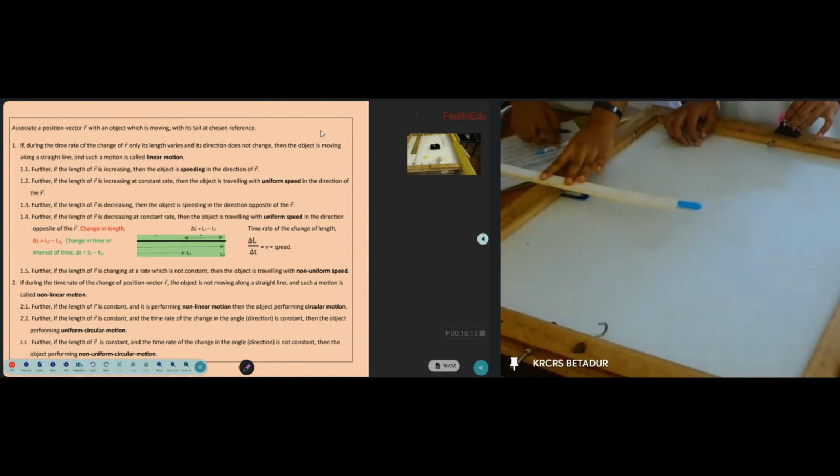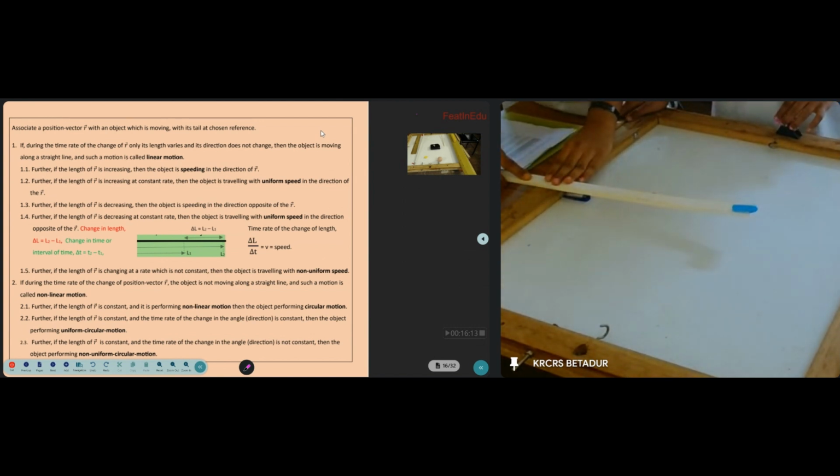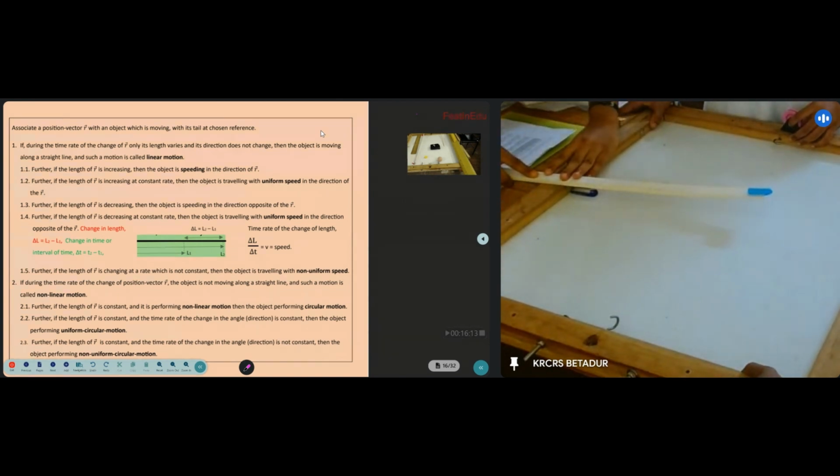R bar is increasing. What does it mean that R bar is increasing? How are you doing it? R bar is increasing. Very good. You know, while it is increasing, the body is speeding. Right? Yes. Good. Next, 1.2.